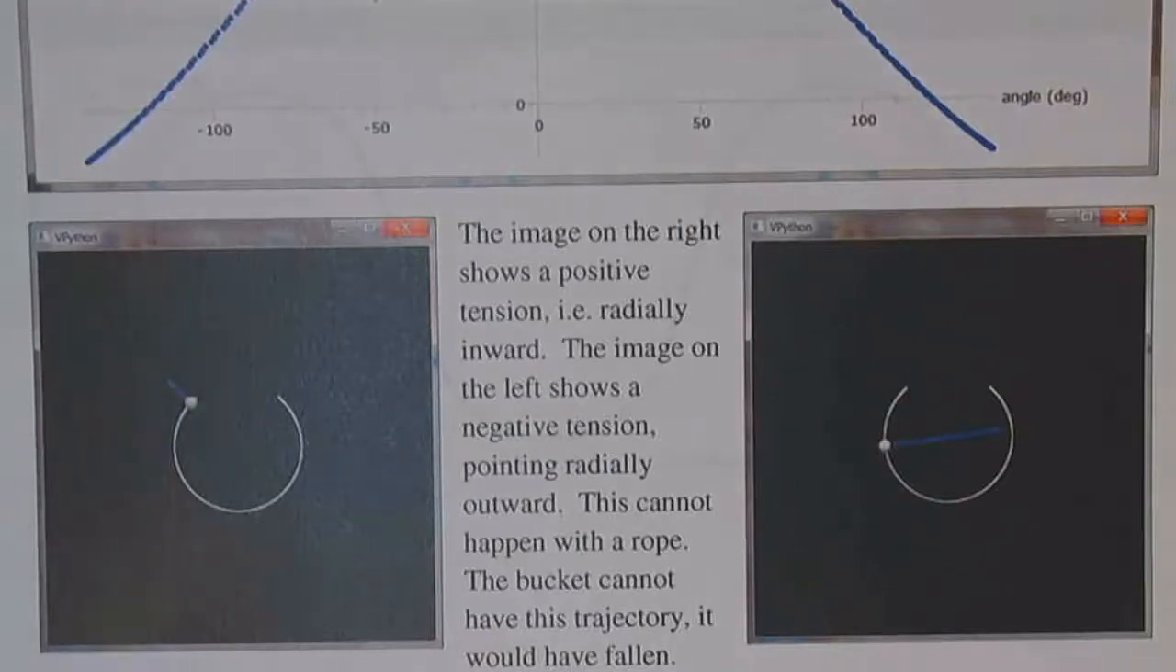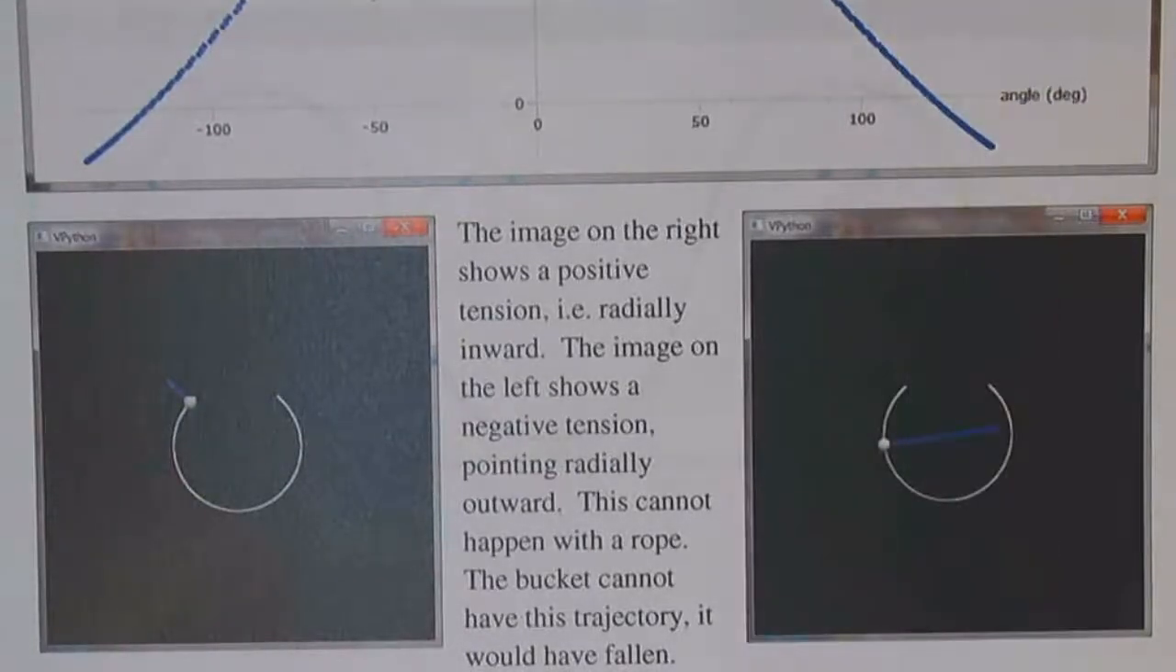Now, can we have a negative tension in a rope? The answer is no. A rope can't push the bucket outward. So this type of motion is not possible for the bucket. We've been able to create circular motion which doesn't fit the physical situation.